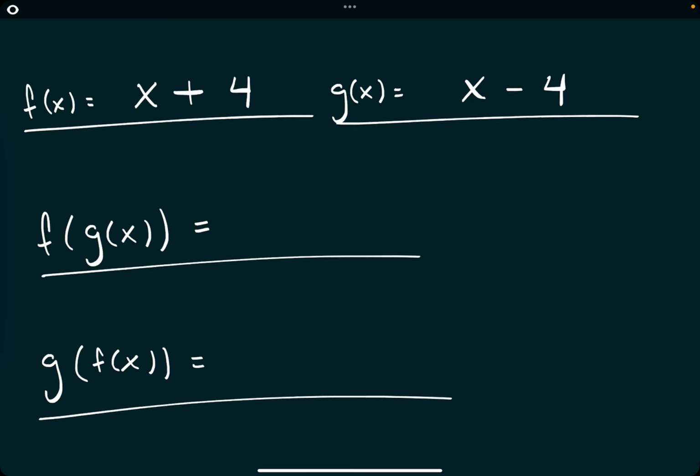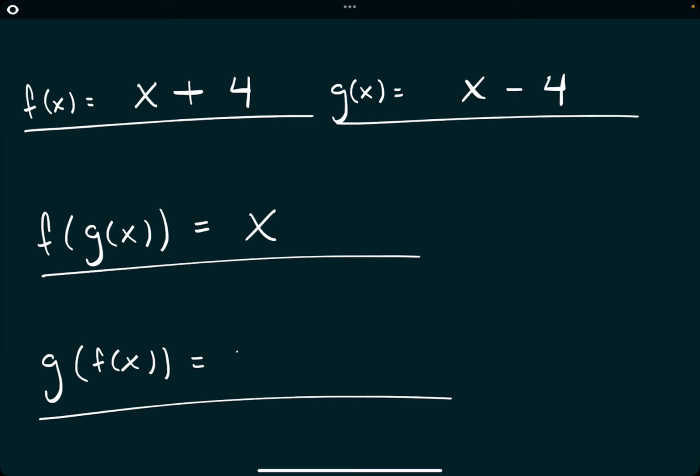Now let's demonstrate identifying whether these functions are inverses of each other or not. Again, what we want to show is that f of g of x is equal to x and g of f of x is equal to x. So to find f of g of x, we're going to start with our function f, leave a space for x, and then plug in g. So does this equal x?